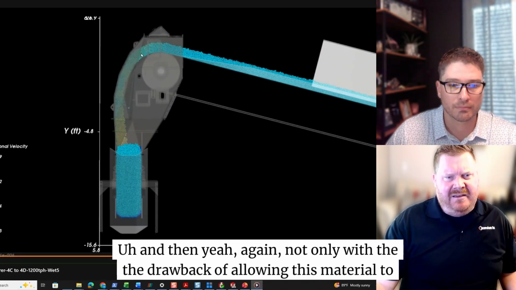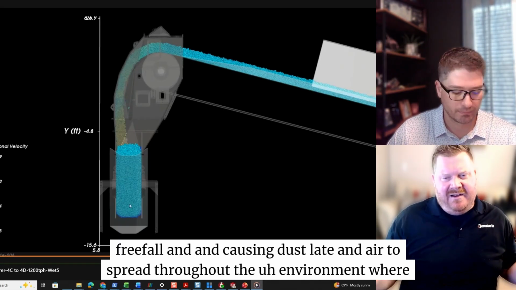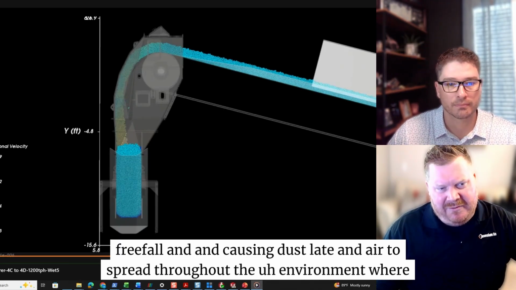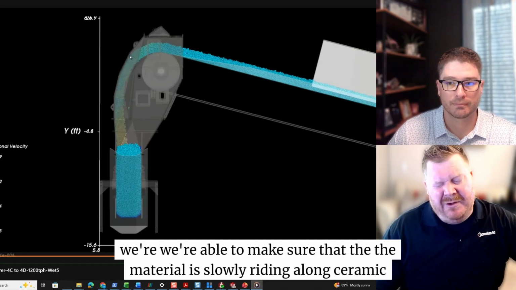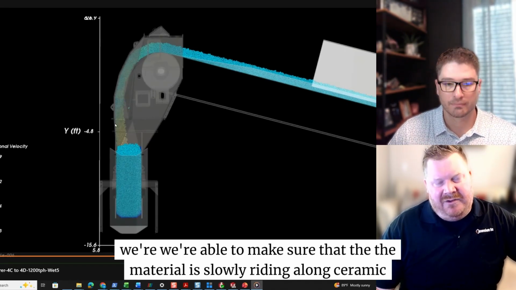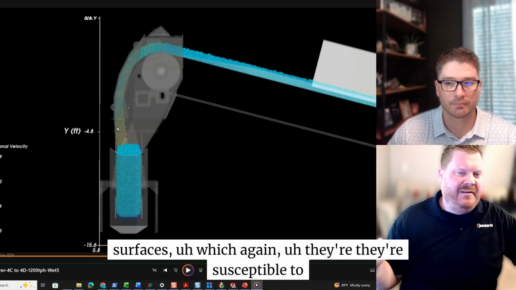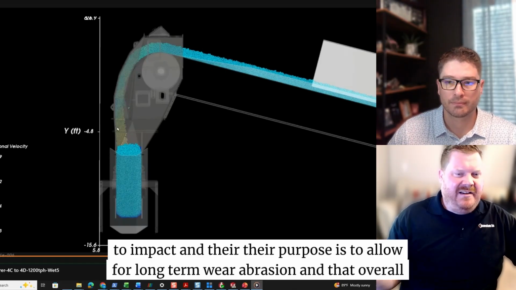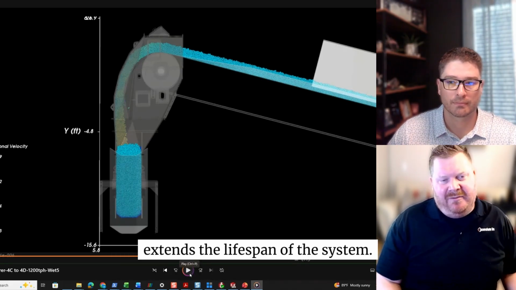And then, again, not only would the drawback be allowing this material to free fall and causing dust-laden air to spread throughout the environment, we're able to make sure that the material is slowly riding along ceramic surfaces, which, again, are susceptible to impact, and their purpose is to allow for long-term wear abrasion, and that overall extends the lifespan of the system.